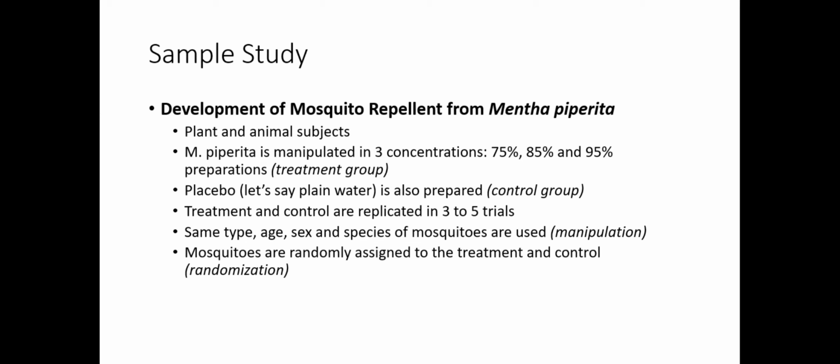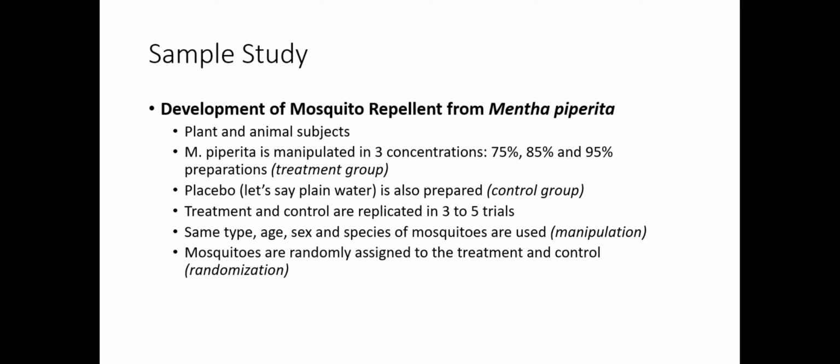Here's an example of an experimental research under the post-test only control group design. So here, the title is Development of Mosquito Repellent from Mentha piperita. Mentha piperita is also known as the peppermint. Now the thing about scientific experimentation is that we use the scientific names of our subjects. In this case, our subjects are plant and animals. So M. piperita is manipulated in 3 concentrations. We have 75%, 85%, 95%.